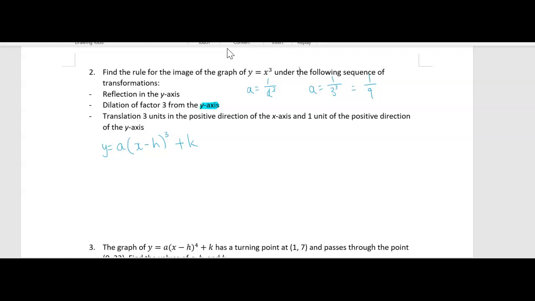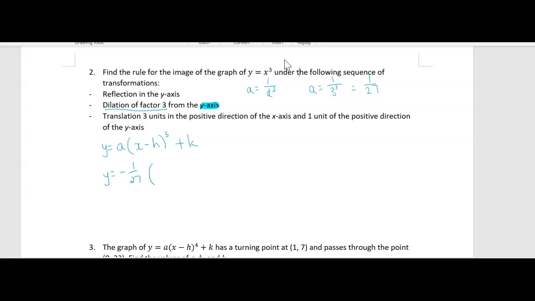Before, we had the value of a and we had to find the dilation factor. This time we've been given the dilation factor, so we're substituting that in. So d equals 3. So 1 over 3 cubed is not 9. It's 27. Sorry, my bad, 27. So we've got a value of a, and that is going to be negative because we've got a reflection. So a is negative 1 over 27.